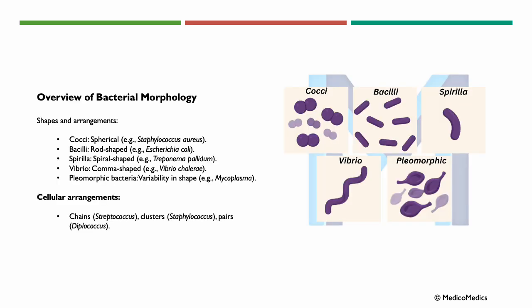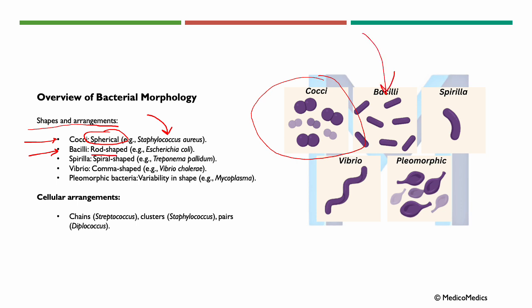Now, overview of bacterial morphology. So let's talk about some shapes and arrangements. We have cocci. These are spherical. For example, the bacteria Staphylococcus aureus. And here is an illustration. We have bacilli. These are rod-shaped. You can see that here.